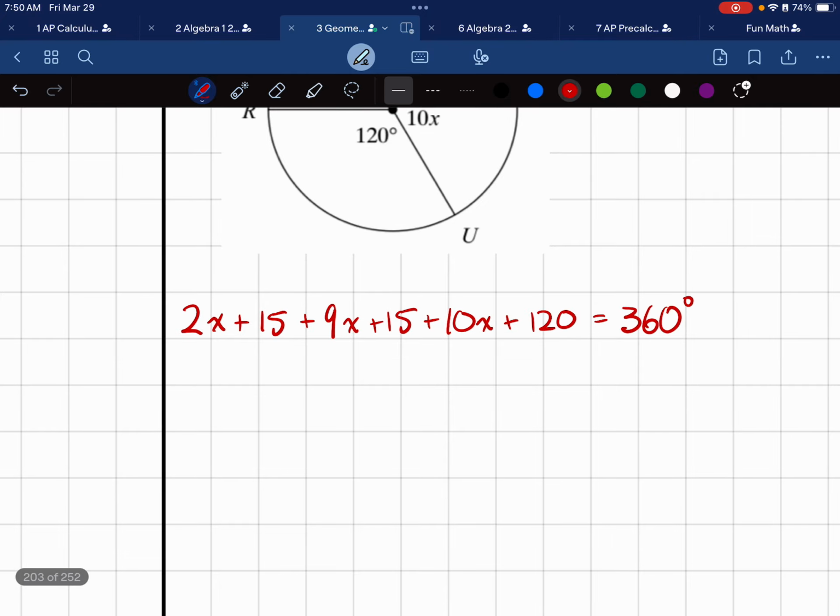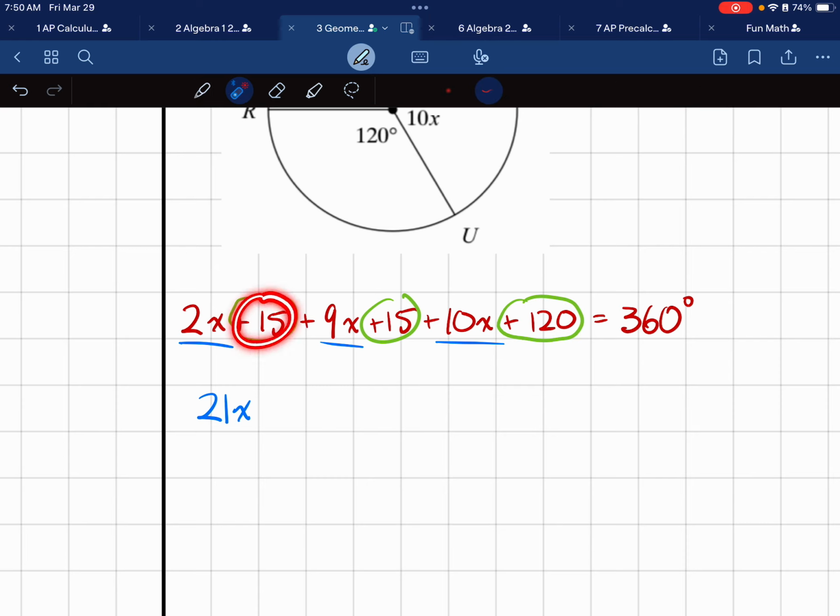All right, let's combine our like terms. So first, let's do all of our x's. I have a 2x, a 9x, and a 10x. So these all add up to 21x. And then next I have a plus 15, another plus 15, and a plus 120. Well, these two add up to 30. 30 plus 120 is 150. So plus 150, and that all adds up to 360 degrees.